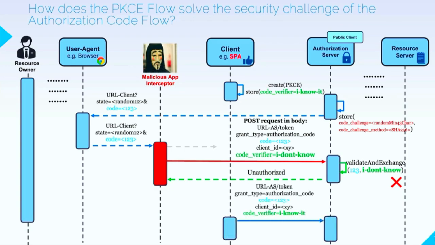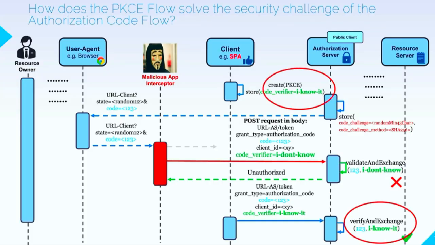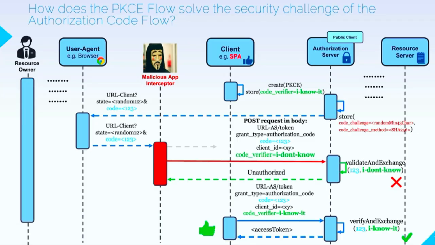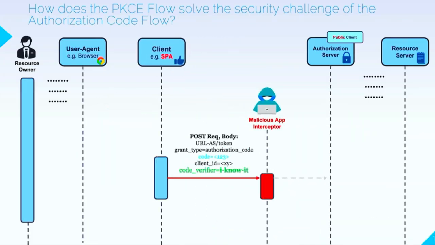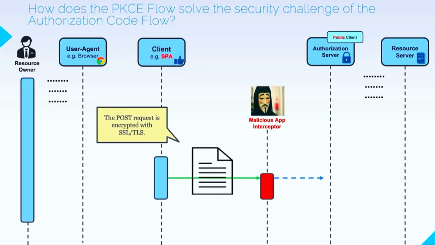On the other hand, the legitimate client sends the correct post request with the authorization code and the valid code verifier. And there we go, the authorization server successfully validates the request and grants the client an access token. Now let's assume the malicious application tries to intercept the code verifier when the client sends it to the authorization server. That wouldn't work either, because the client sends the code verifier via a post request, which is typically encrypted with SSL TLS, once again leaving the hacker very sad.